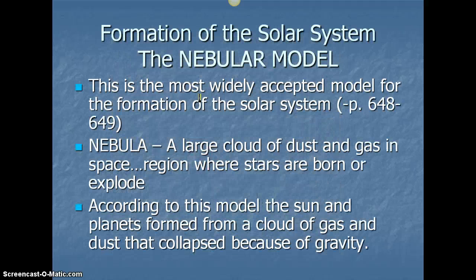All right, so getting into how the solar system formed, the most widely accepted belief is the nebular model, and this is on page 648 and 649. A couple key terms you need to know. Nebula is a cloud of dust and gas in space, and this is where stars are born or possibly explode. According to this nebular model, the sun and planets formed from a nebula, or cloud of gas and dust, that collapsed because of gravity.